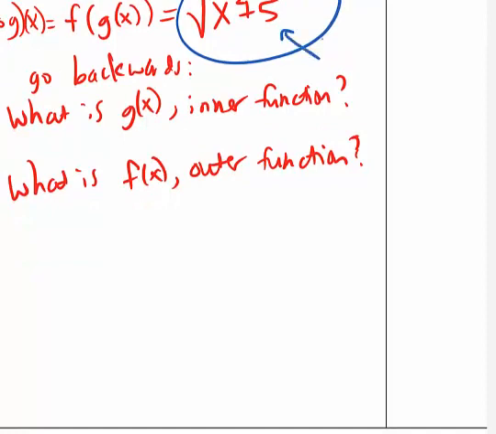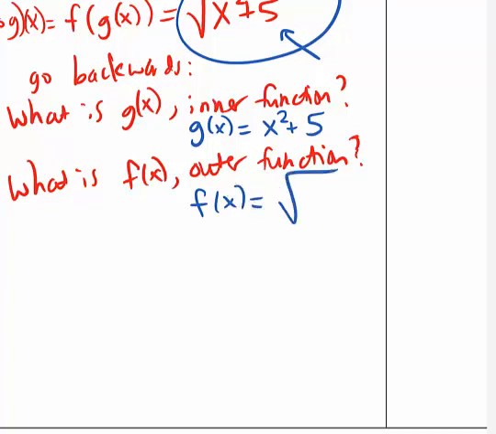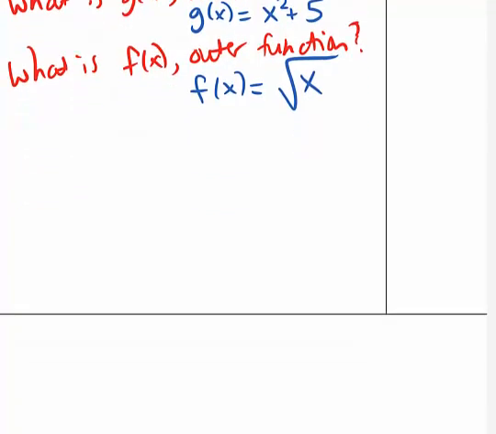So when I look at this, I think the inner function is what's inside the root, maybe. So I'd say g of x is probably x squared plus 5. That seems like it's the inner thing. f of x is the outer thing, the square root, I would say. But the square root has to have something in it. It has to be an x. That's the weird part. It feels like you don't put anything in it, but it should be an x.